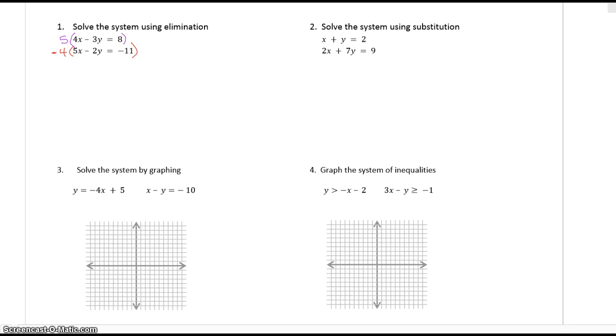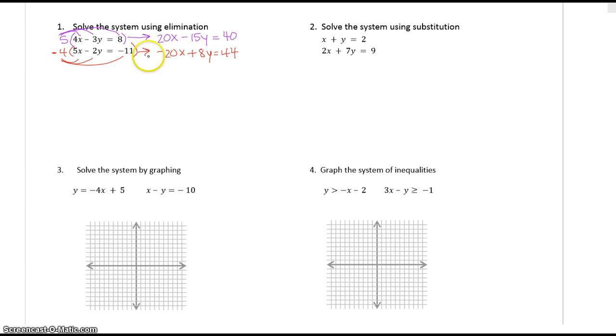When I do that, I need to multiply the entire equations by those numbers. So, if I multiply everything in this equation by 5, I get 20x minus 15y equals 40. Likewise, I'm going to distribute the negative 4 into the second equation, all three pieces, so I get negative 20x plus 8y equals 44.